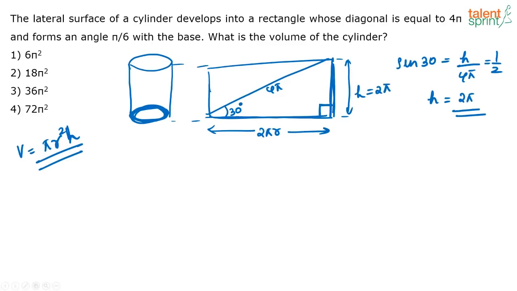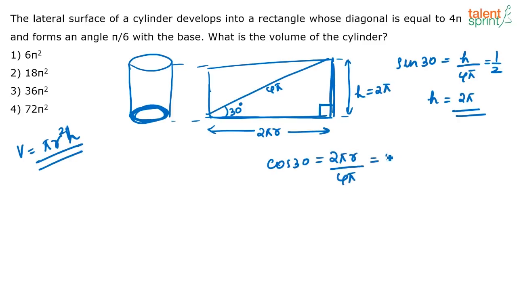Then next what should you find? You have to find out this radius. So basically let me find out this length. What is this length? This length is nothing but 2 pi r. How do I find out this length? It is cos 30, right? Cos 30 is equal to this length, that is 2 pi r divided by 4 pi.